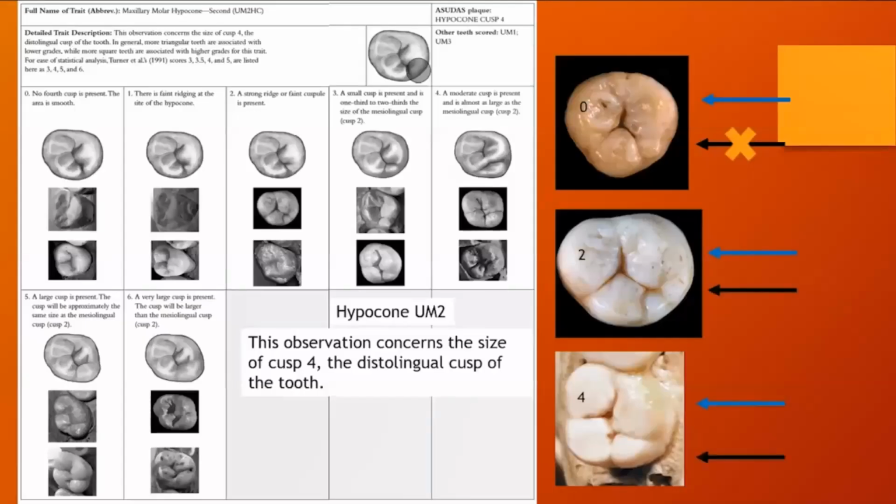And then here in the middle, we see a score 2. So it's kind of a small hypocone. There's one there, but it's a lot smaller than the comparison cusp. And then if we look at score 4 at the bottom, it's almost as large. We could argue about whether this is a 3 or 4, but I'm comfortable with saying it's a 4.